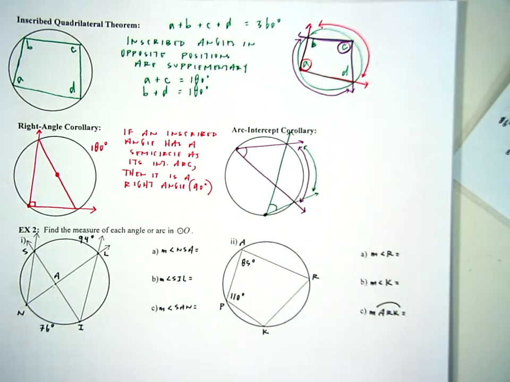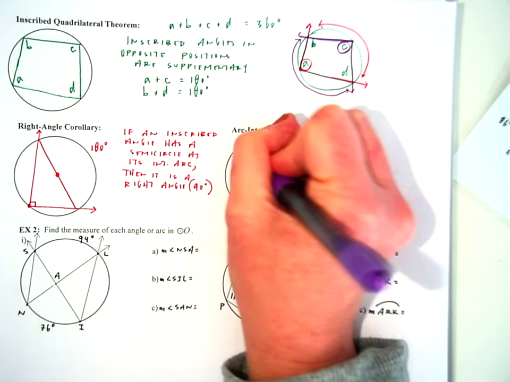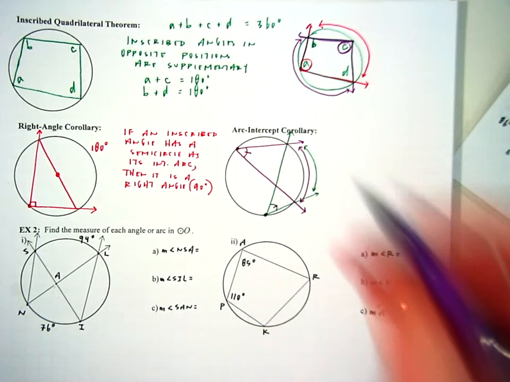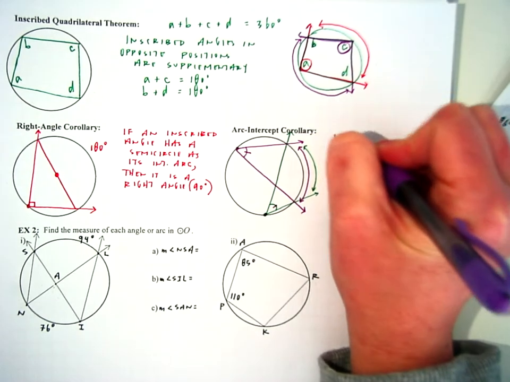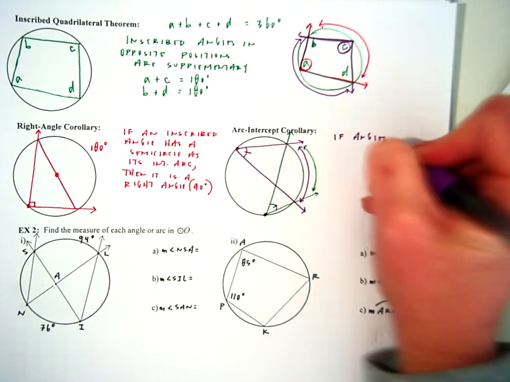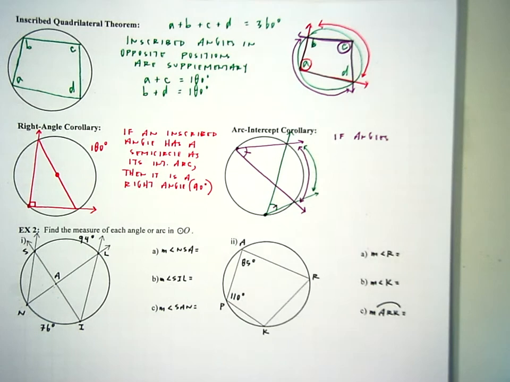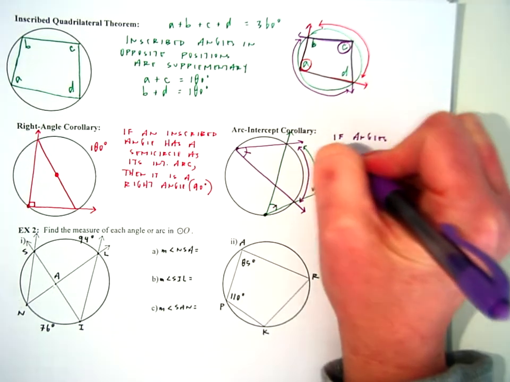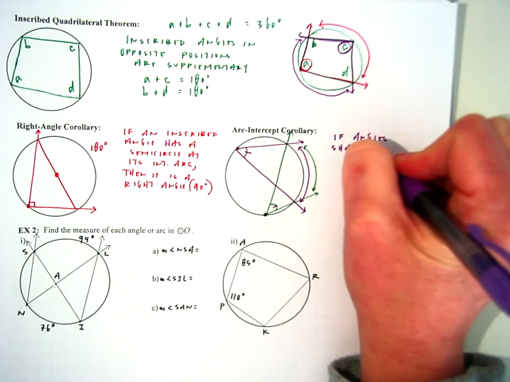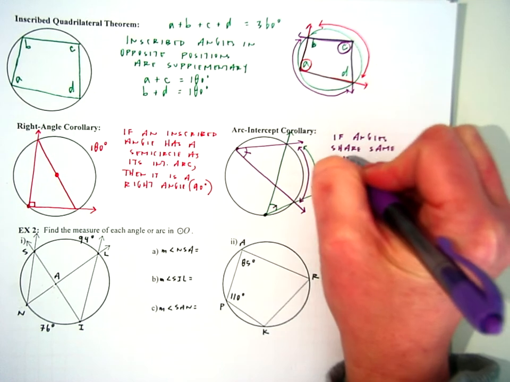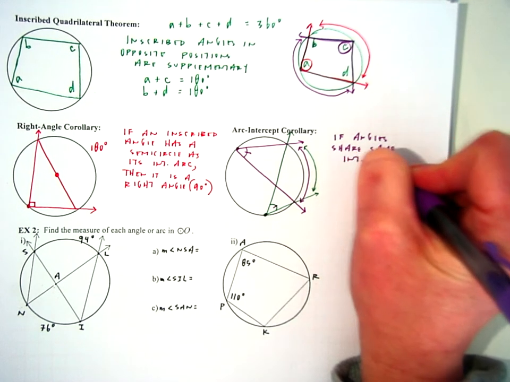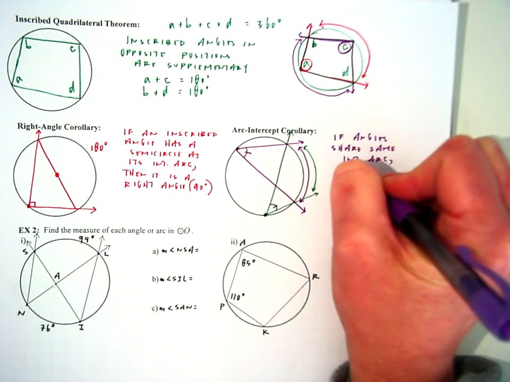Well, I know that the angles would both have to be half of that intercepted arc. So I may not know what their measures are, but I know how they're related. So I know that if angles share the same intercepted arc, well, then they have to be congruent angles, like so. So here, if angles share the same intercepted arc, then they are going to be congruent.